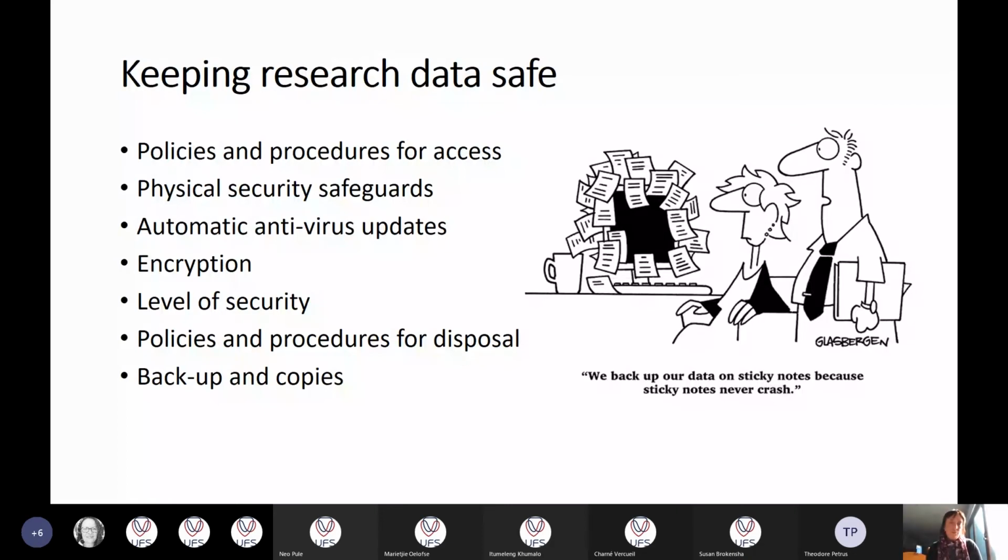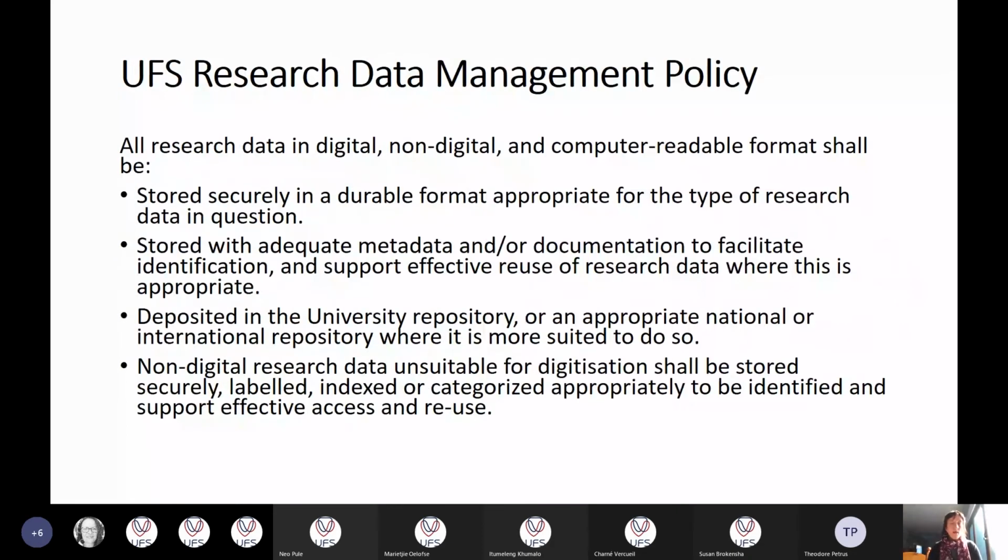So I'd just like to refer to the UFS Research Data Management Policy, which covers many of these issues that I've raised. It says that all research data in digital, non-digital and computer-readable format should be stored securely. It should be stored with adequate metadata so that we can easily identify what it was used for and that it can be reused. It should be deposited in the university repository, and we do have access to Figshare, and if anybody would like to deposit their data there, they should be in contact with the library about this. And finally, non-digital research data, which cannot be digitalized, should be labeled and stored securely as well so that it can be easily accessed.